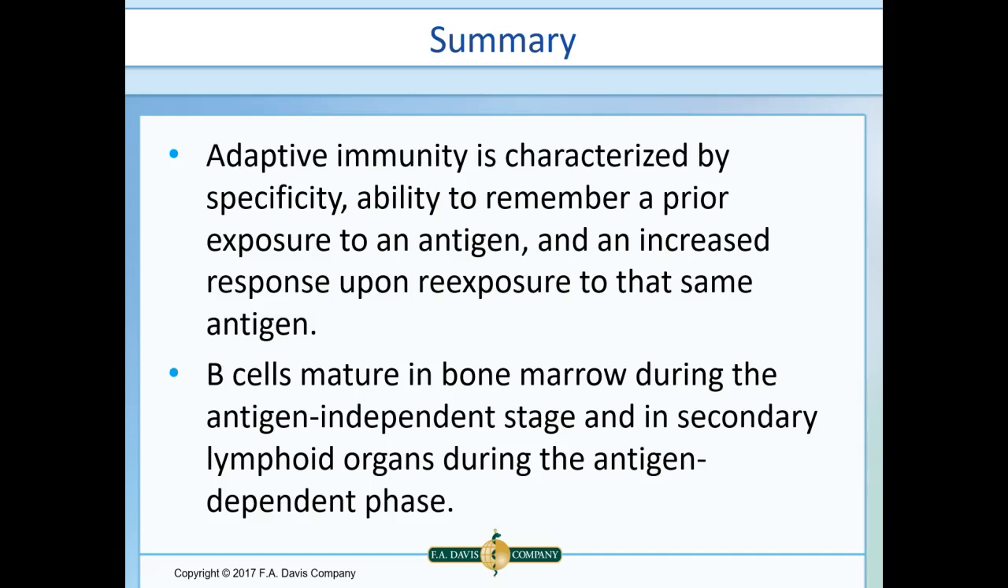All right, that concludes our section on the adaptive immunity. I hope that helps you out a lot, especially some of those videos. If you have further questions, certainly let me know.